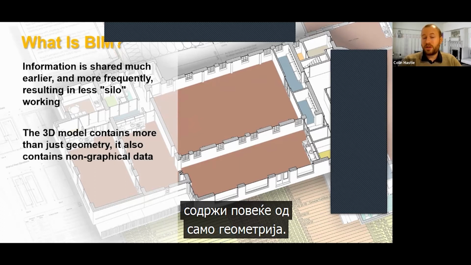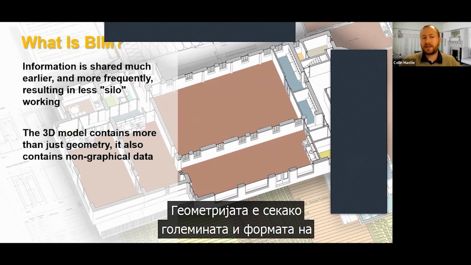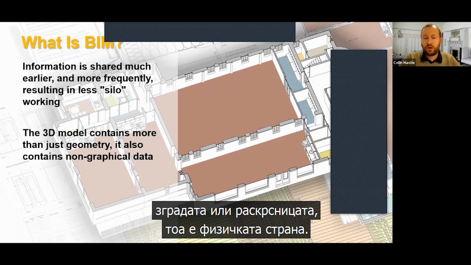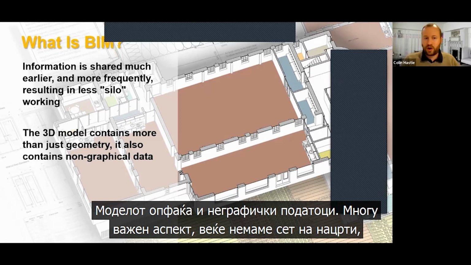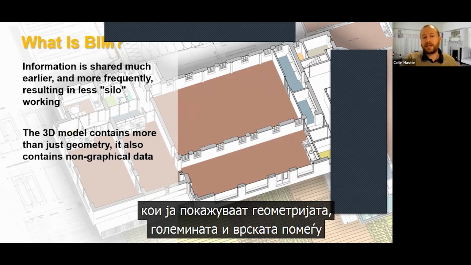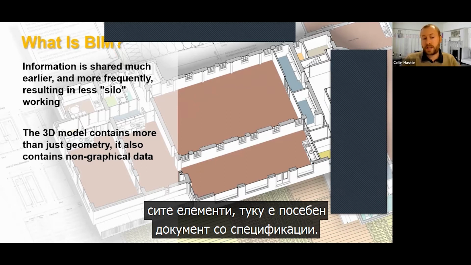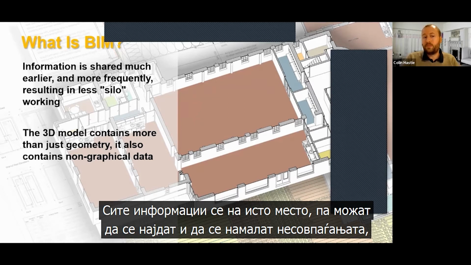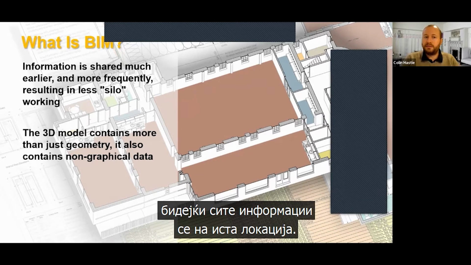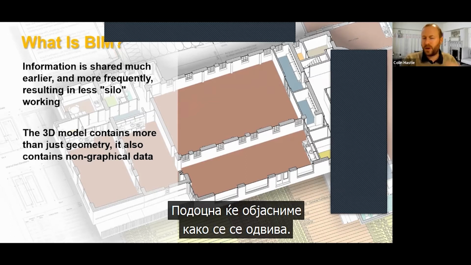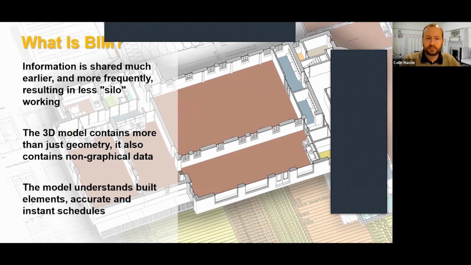The 3D model contains more than just geometry. The geometry is obviously the size and shape of the building or the road or the roundabout. That is the physical side, but equally it contains data or non-graphical information. It's a really important part of it that no longer do we have a set of drawings that show the geometry and the size and the relationship between all the elements, and then a separate specification document. All of that information is in the same place. So it starts to make discrepancies reduce because all the information is consistent and in the same location. And again, we'll explain how that's done later on.